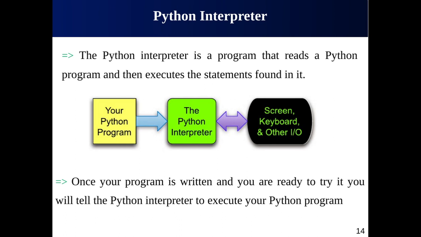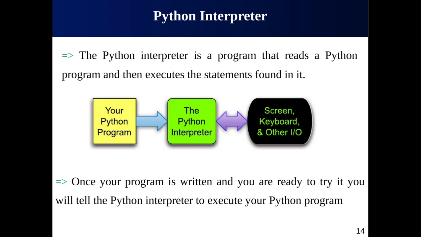Finally, interpreter. If you remember, we discussed two types of translator, the compiler and the interpreter, which translate the high level language into machine code or machine language. And Python is a language which actually uses the interpreter and not the compiler. So the Python interpreter is a program that reads the Python code and then executes the statements, the instructions found in the code, as you can see in the picture.